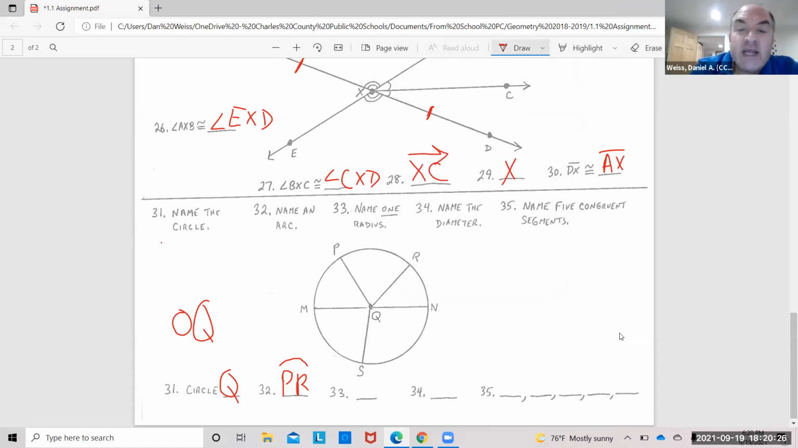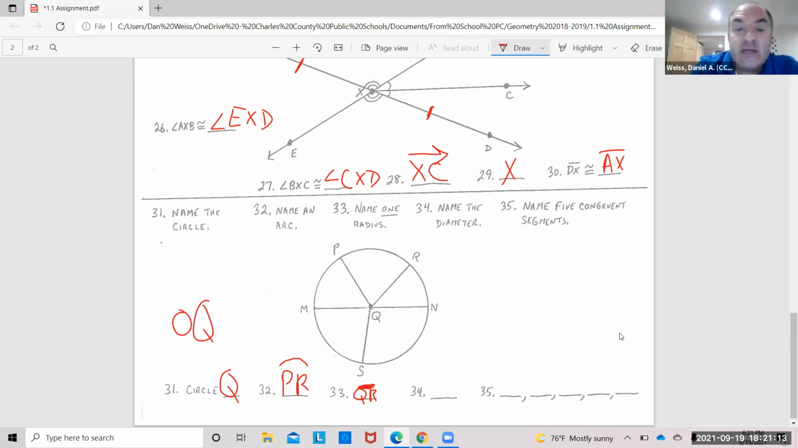Name a radius. A radius is from the center straight to the edge of the circle, okay? QR is a radius, or RQ. QP is a radius. QM is a radius. QS is a radius. QN is a radius. And it has to have the bar. No arrow. If you put arrows, it's going to be wrong, because a line goes on forever, and that's not the radius. So it's very different if you put QR with arrows than if you put QR with a bar. I hope you understand the difference. It's very important.